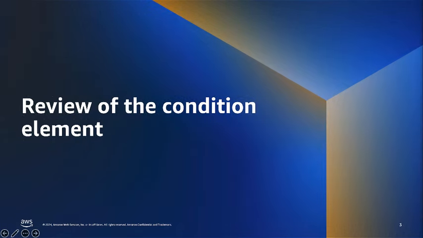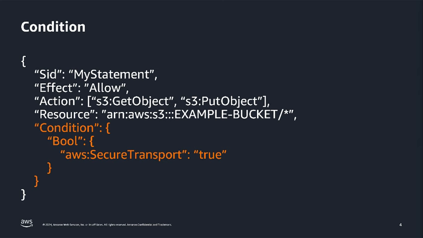Let's start with our review of the condition element. As we saw in part one of this series, the condition element is an optional element that lets you specify when a policy is in effect. This policy statement allows an S3 GET object or S3 PUT object request to the example bucket resource, but only if the request is made using TLS.